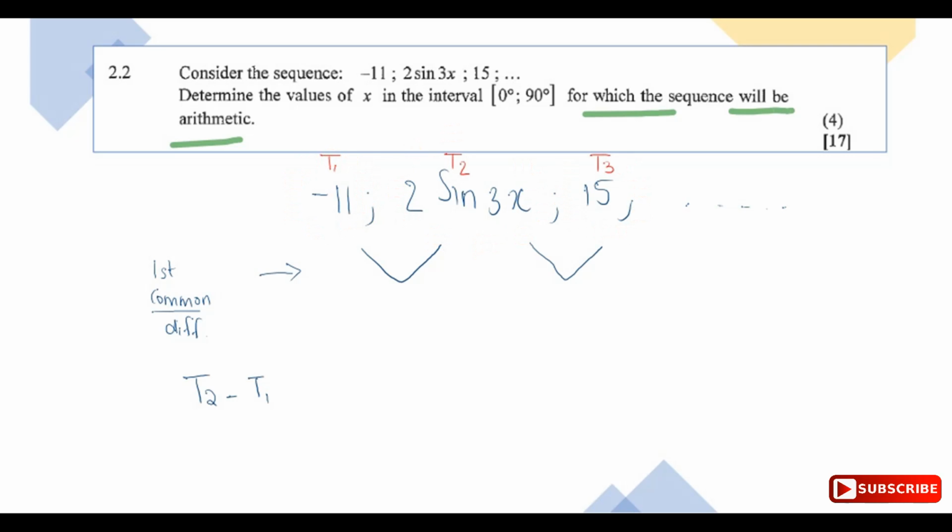Okay, so t2 minus t1 should be equal to t3 minus t2. Okay, so what is our t2 here, guys? We're going to simply take 2 sine 3x minus what is our t1? Minus -11, which is equal to what is our t3? It's 15 minus what is our t2? 2 sine 3x, right? And then we are going to solve this equation to get the value of x, okay, in the interval 0 degrees to 90 degrees.